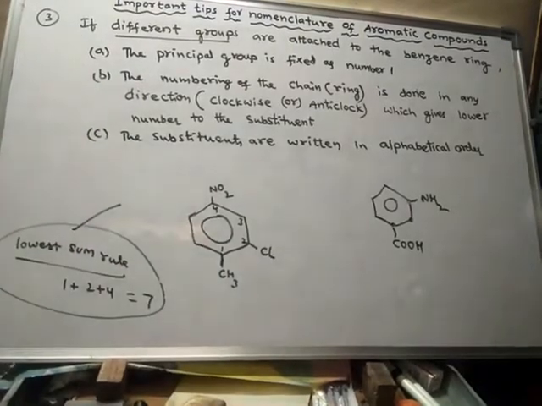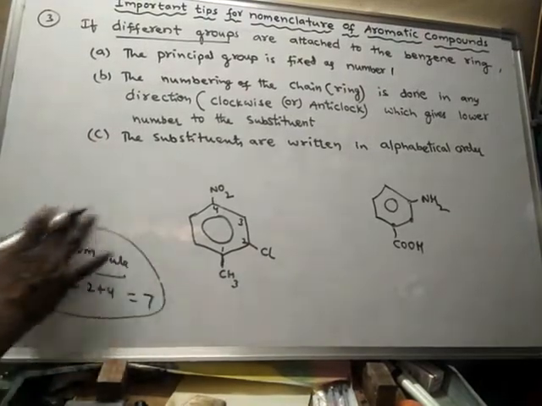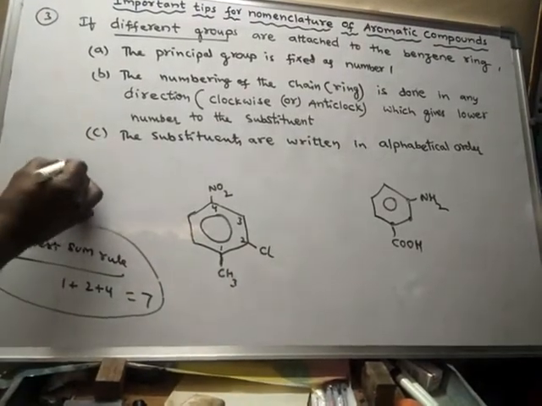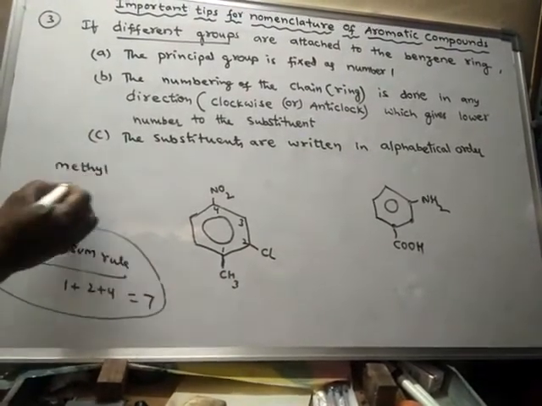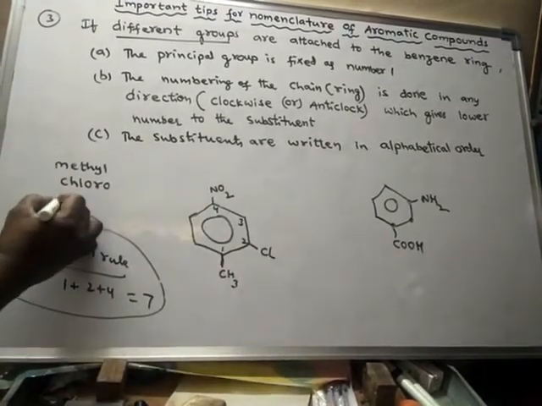How to write the name of this compound? See, there are three substituents. What are they? One is methyl, one is chloro, and another one is nitro.